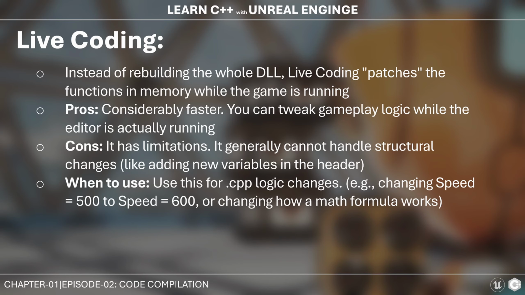Live coding is a newer method in Unreal Engine. Instead of rebuilding the whole DLL, live coding patches the functions in memory while the game is running. The benefit is that it's much faster than the previous method. You can also change some parameters or logic during runtime or in the editor. The disadvantage is that it's somewhat limited. You cannot handle structural changes like adding a new variable in the header file in some cases. Usually we use this by default, unless we reach a point where it's not functional, or when we are changing some parameter or logic in the methods that we have.